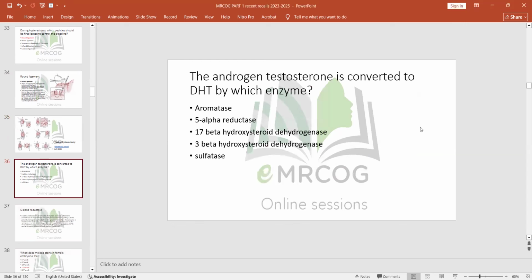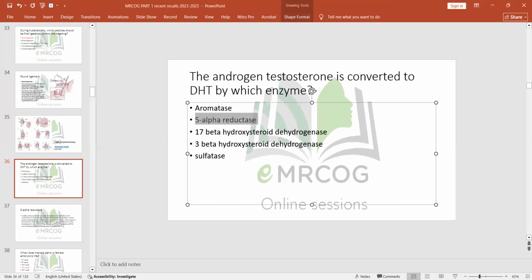Okay, androgen testosterone is converted to DHT by which enzyme? Yes, thank you, Dr. Medina. 5-alpha reductase. If I asked you, testosterone is converted to estrogen by which enzyme?